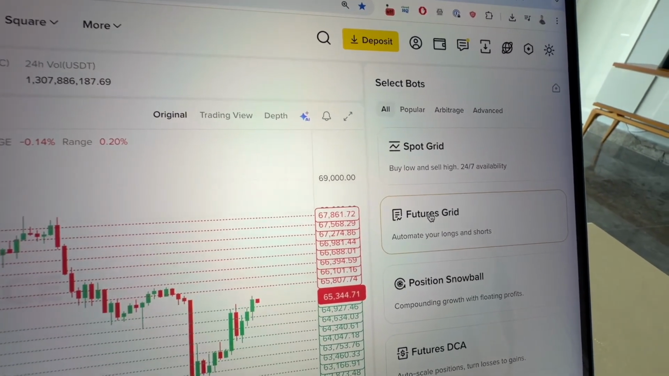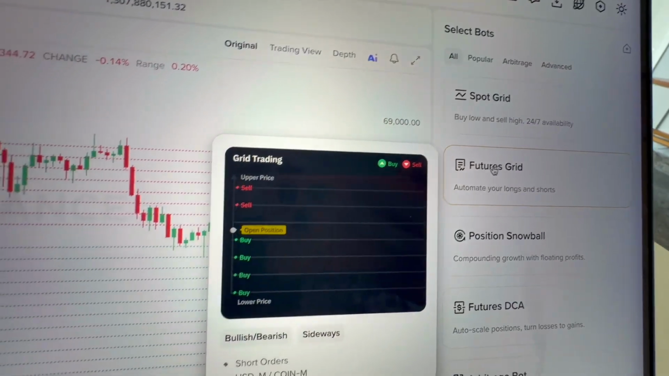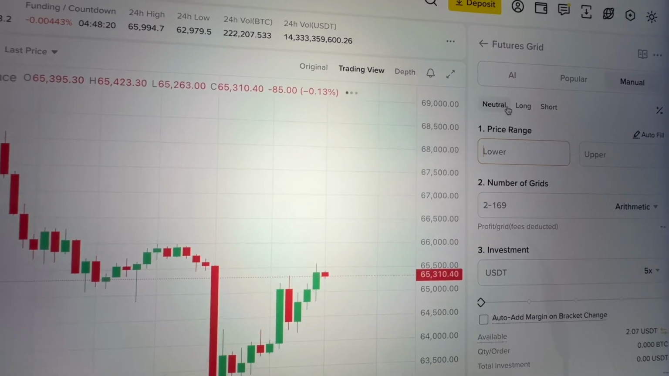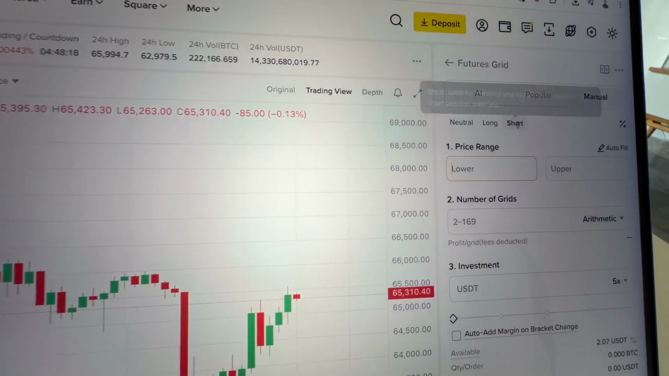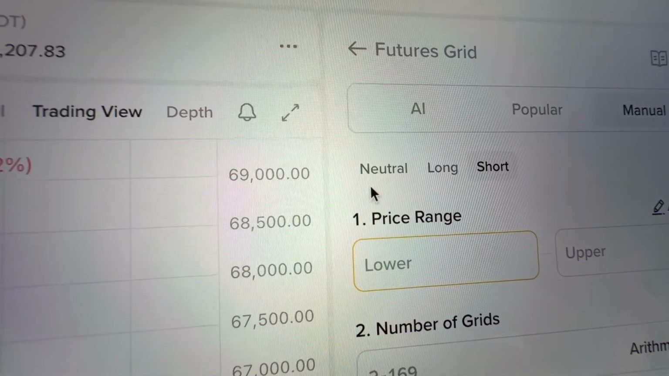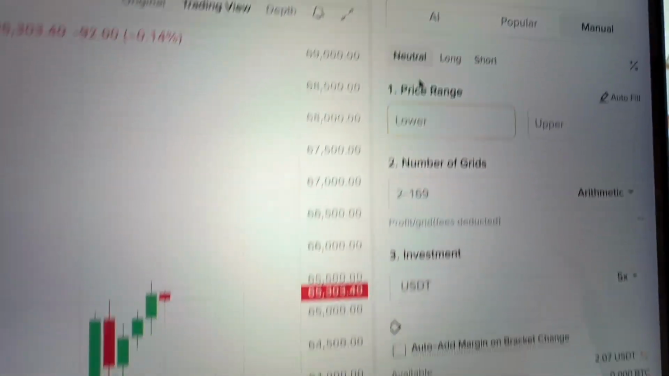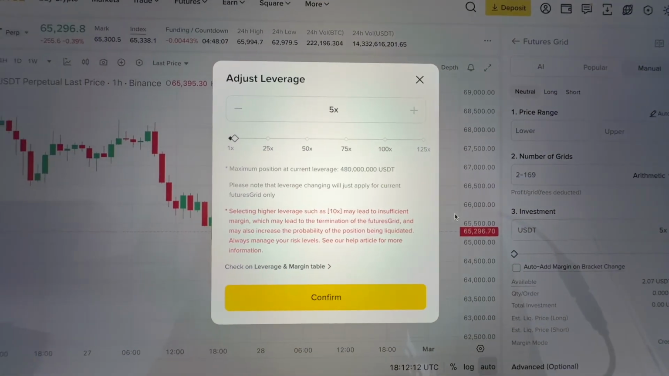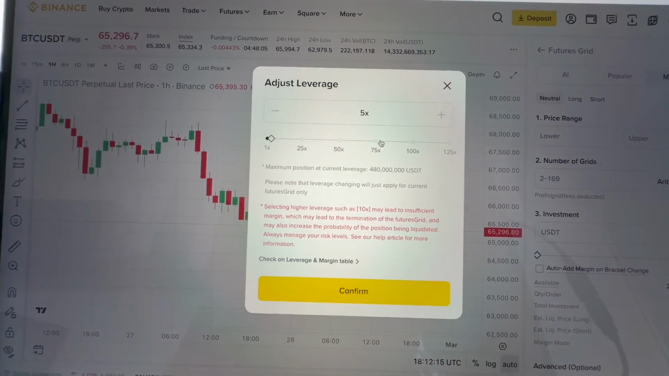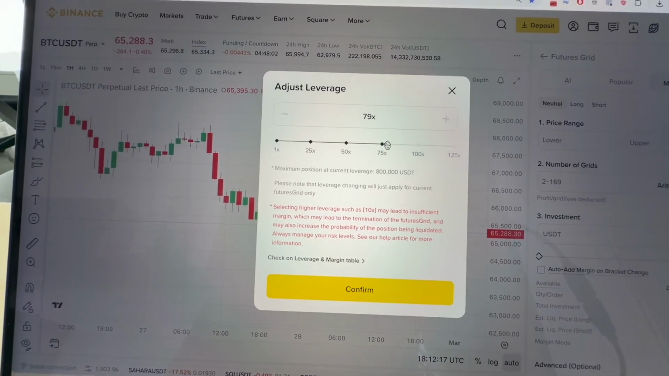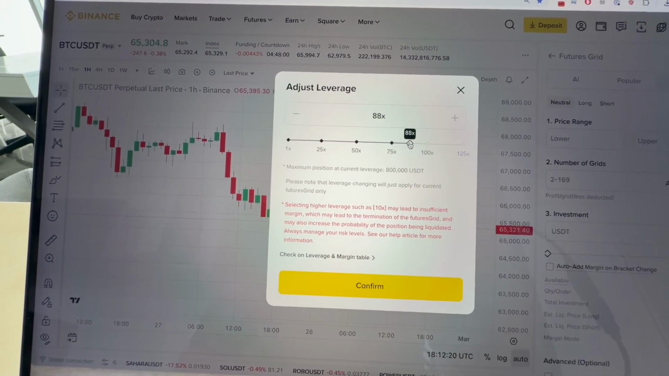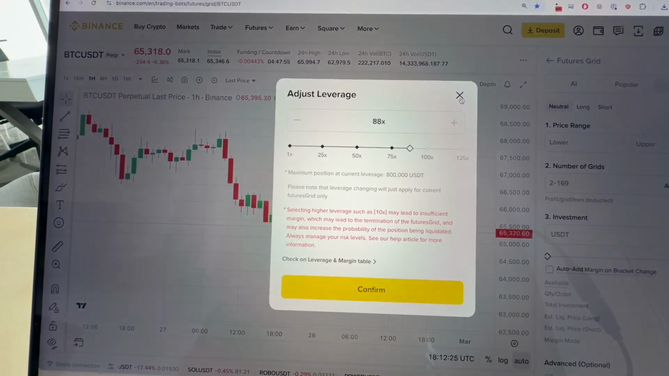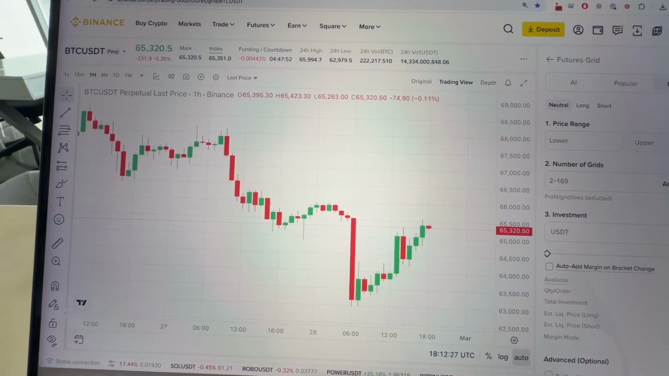The next one is the Futures Grid Bot, which is quite similar to Spot Grid with two main differences. First of all, you can use neutral, long and short, which means that you can benefit in all types of market movements. The second difference is right here, this leverage, which means that everything is amplified. And that's why Spot Grid is safer for beginners, because with Futures Grid you will have a risk of liquidation, which means that you may lose even your whole investment if you do it wrong.